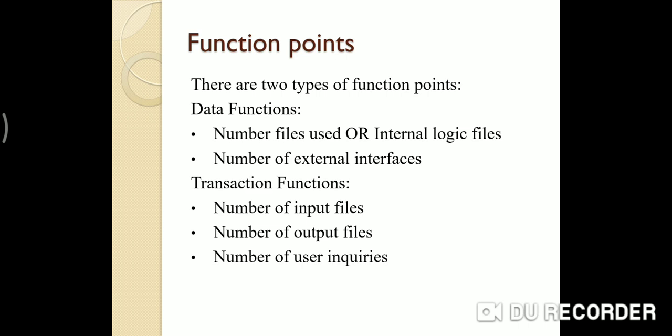Okay, the next one is number of external interfaces. External interface file is also a user identifiable group of logically related data that is used by the application for reference purposes only. Means the data resides entirely outside the application boundary, and it is maintained in an internal logic file by another application. Means the simple meaning of external interfaces is what? It is externally maintained. An interface has to be developed to get the data from the file.